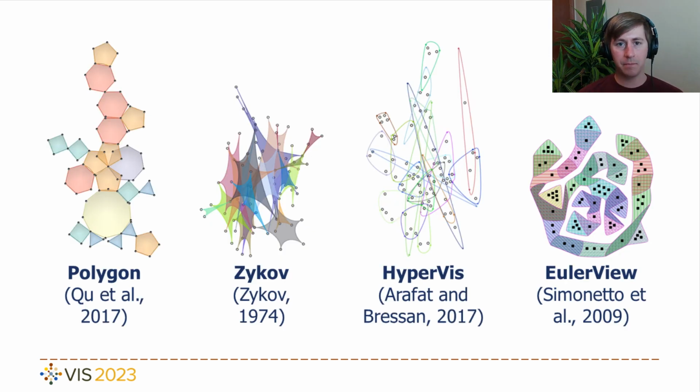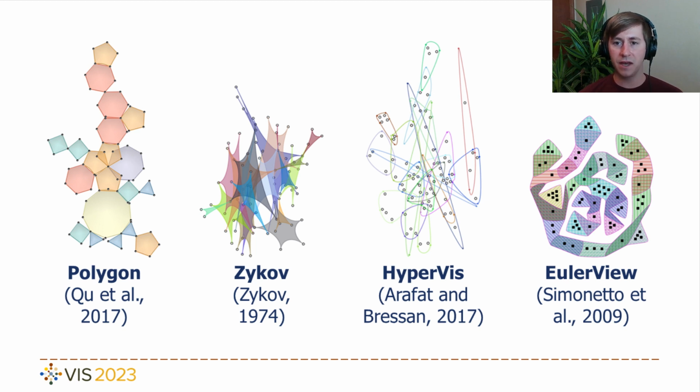But I want to take a step back for a minute and revisit the visualization metaphor that we're using here. The polygon visualization metaphor is part of a larger class of visual representations known as region-based metaphors. In each of the methods shown here, hyperedges are drawn as closed regions and vertices as either points on the interior of their containing hyperedges, as in Hypervis and Euler view, or on the boundaries of the hyperedges, as in Zhaikov's method and the polygon metaphor.